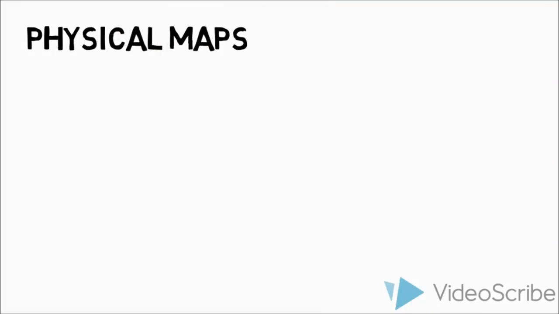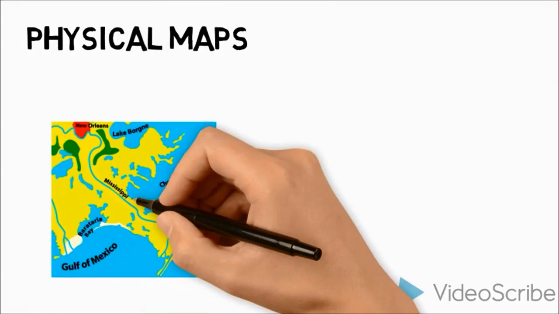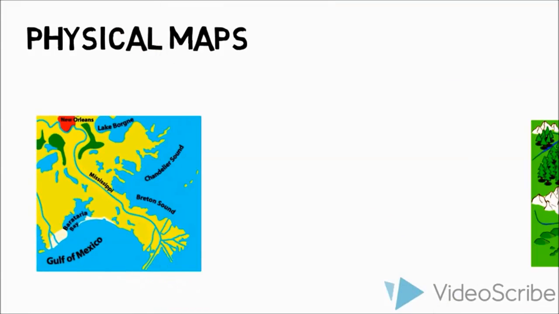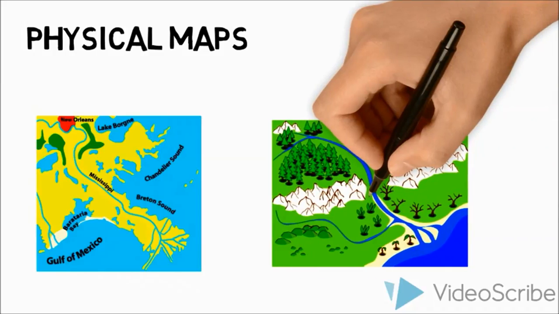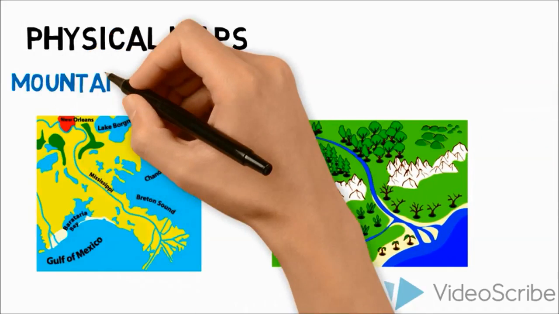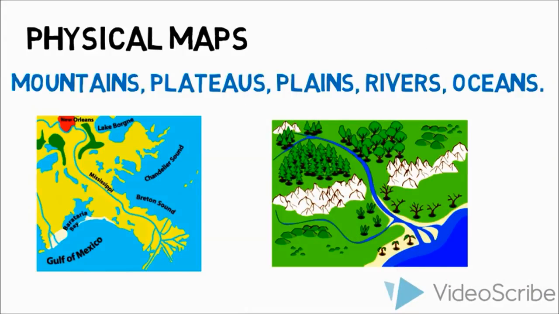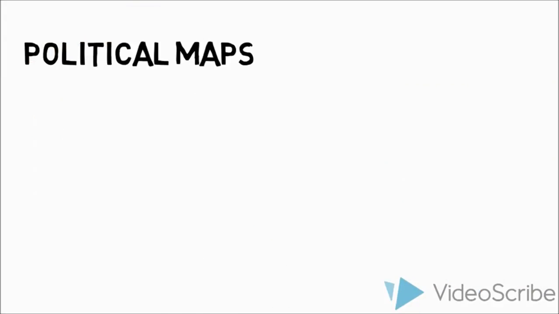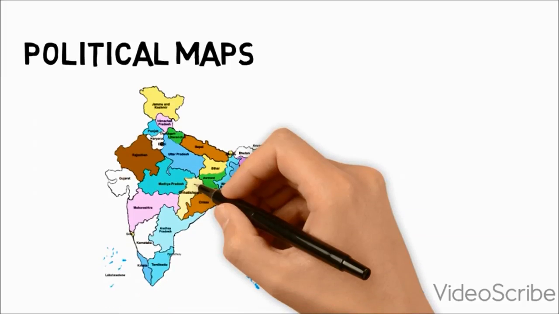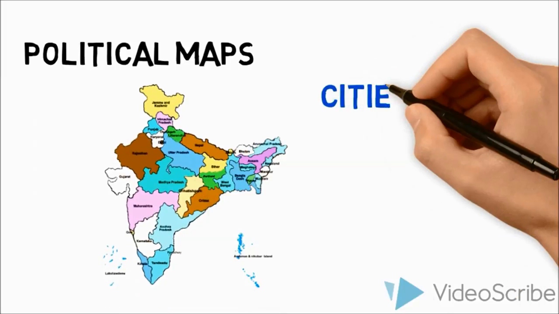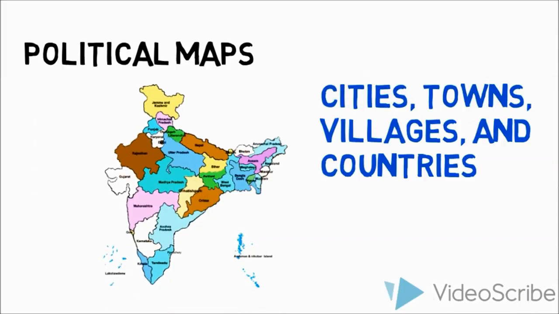1. Physical maps. Maps showing natural features of the Earth such as mountains, plateaus, plains, rivers, oceans, etc. are called physical or relief maps. 2. Political maps. Maps showing cities, towns and villages, and different countries and states of the world with their boundaries are called political maps.